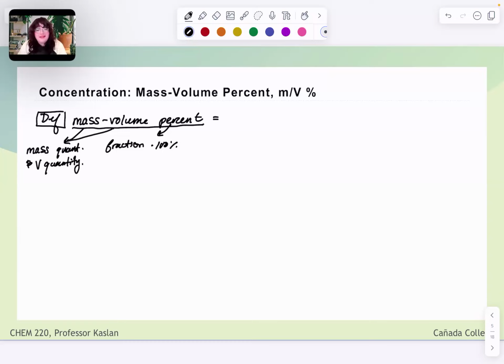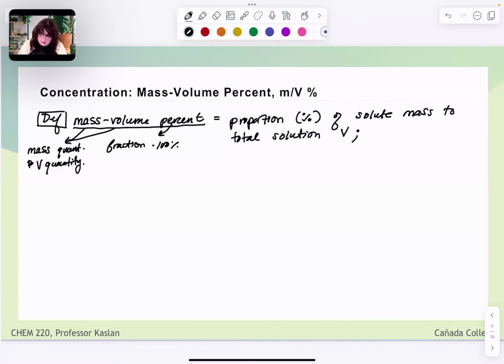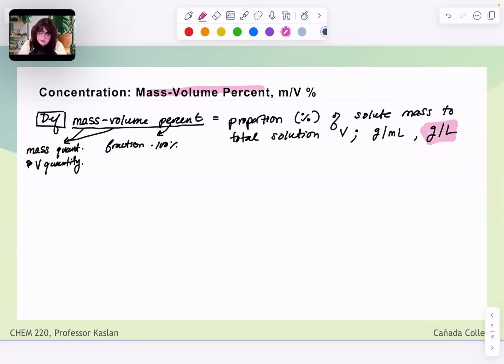So what would that mean for us in solution? So mass volume percent is a proportion scaled to make a percentage of solute mass to total solution volume. And the typical expression of units here is either grams per mil, which I know is a little confusing because grams per mil is what we saw for our density. This is not the same. Grams per liter is probably more common when talking about a mass volume percent.